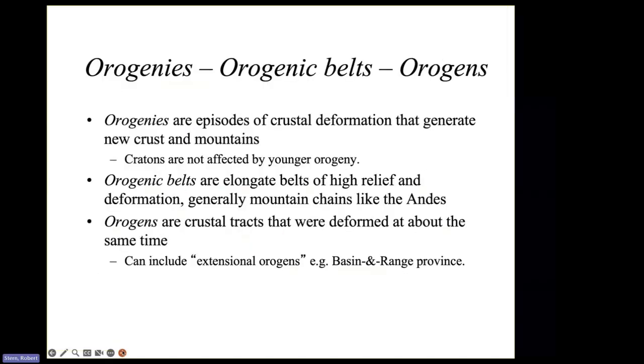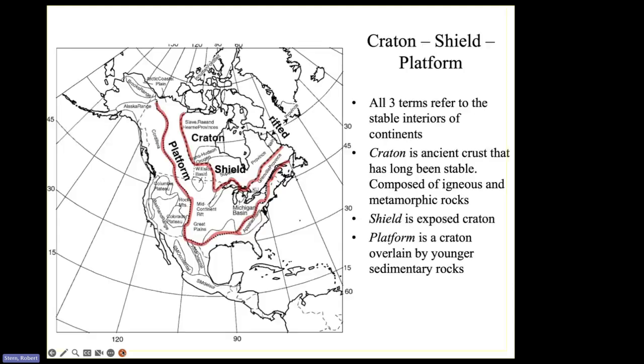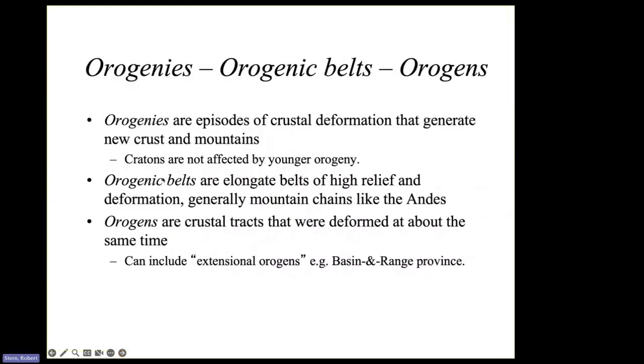Orogenies, orogenic belts, and orogens are places that have been created by episodes of crustal deformation that generates new crust and mountains. By definition, cratons are not affected by orogenies. Orogenic belts are elongated belts of high relief and deformation, like something like the Andes or the Himalayas. And orogens are crustal tracts that were deformed at about the same time. So they're all related to this mountain building.